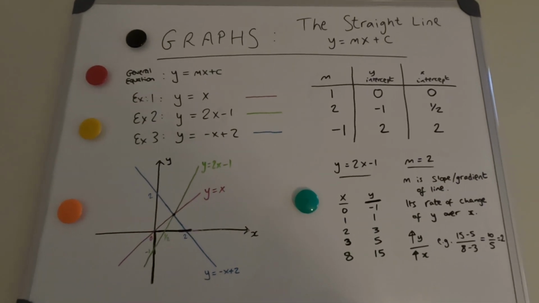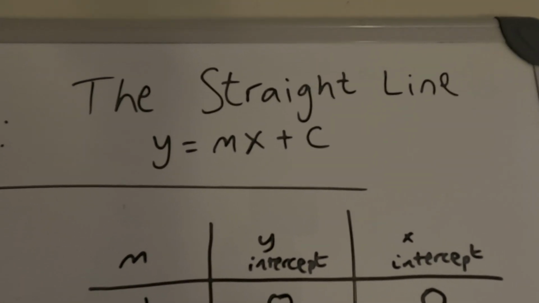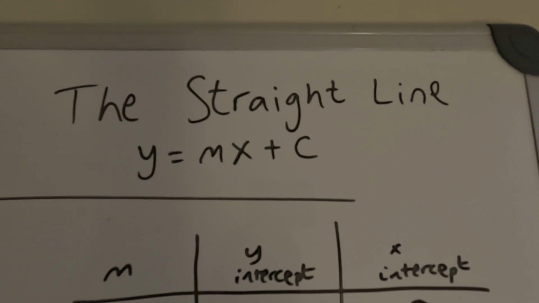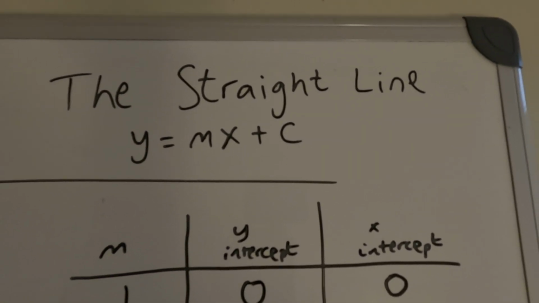We're going to look at graphs, and in particular we're going to look at the straight line graph given by this formula, which is y equals mx plus c. m is the gradient or the slope, c is where it cuts the y-axis.